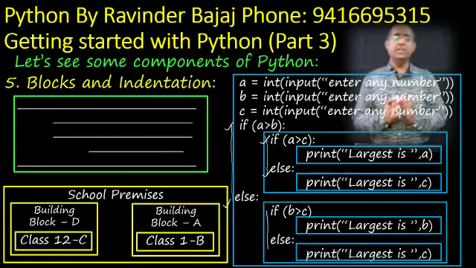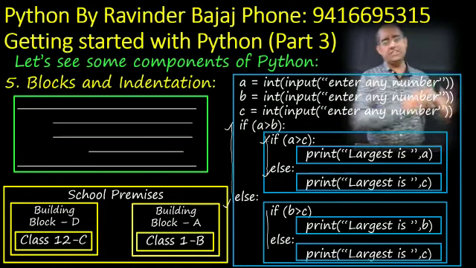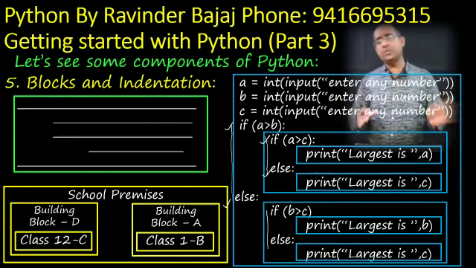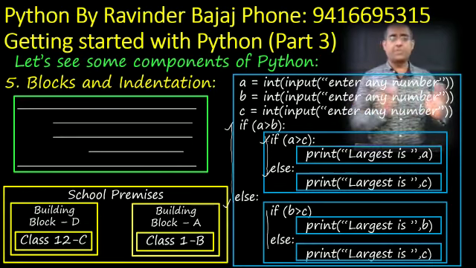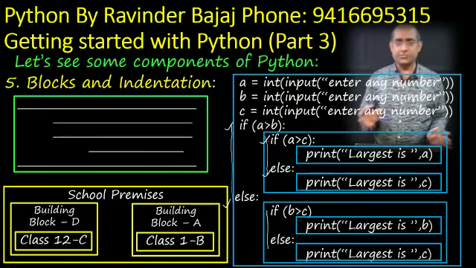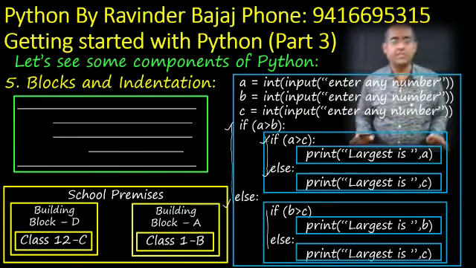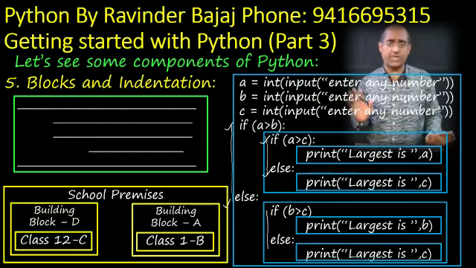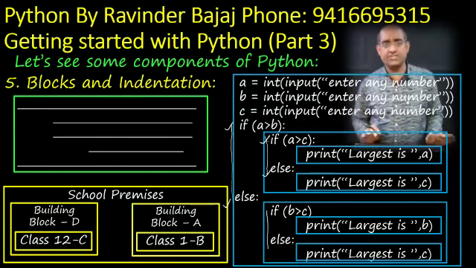In this way, a student sitting in the class is in the school. But if a student is in the school, it's not compulsory that he is in the class. He may be in the canteen, in the computer lab, or in the classroom. So this is the example of indentation and blocks. In Python programming, indentation and blocks are very important. We will do all these things in programs.